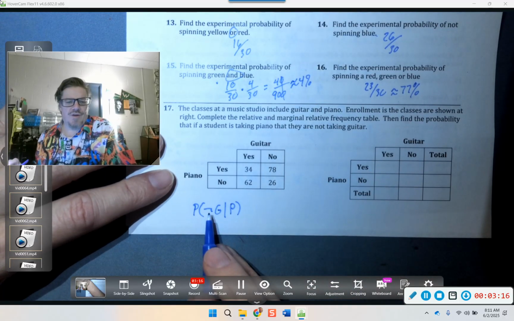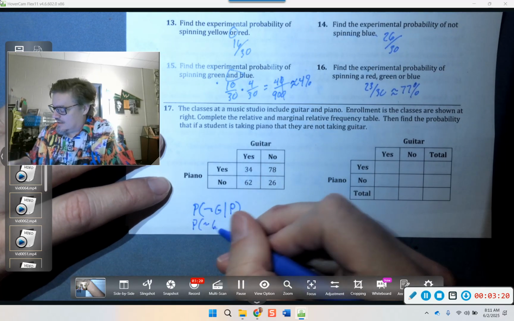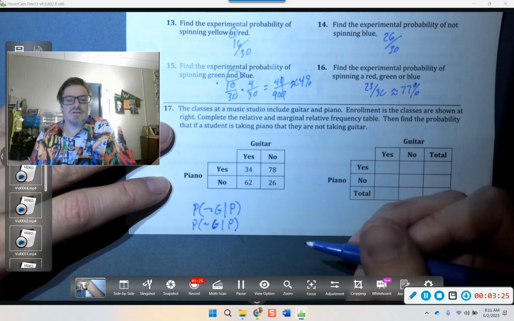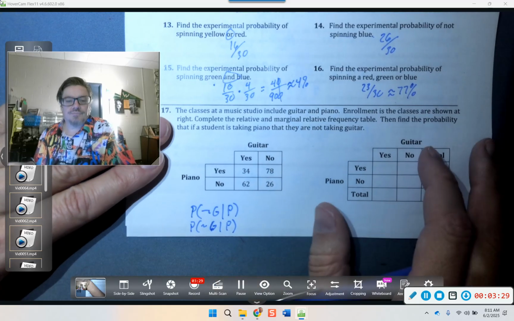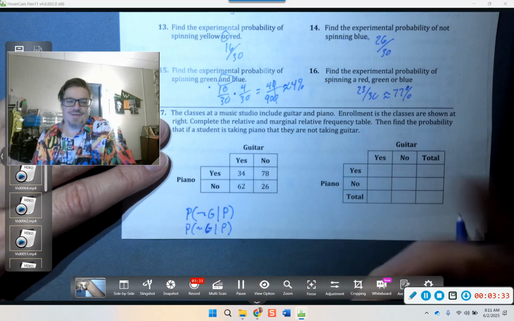Okay. So that's a symbol for not. There's lots of symbols for not. In fact, this is often a symbol for not. It depends on what logic class you're taking, what computer science class you're taking, but it just means not. I'm not going to test you on that. I just want you to figure out the probability.